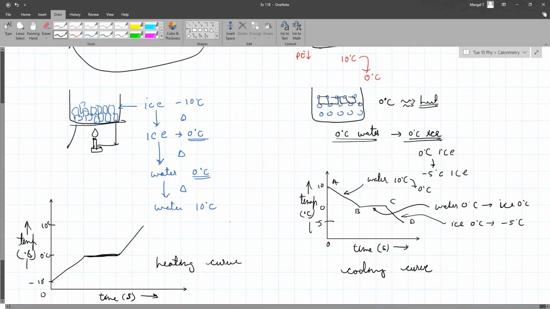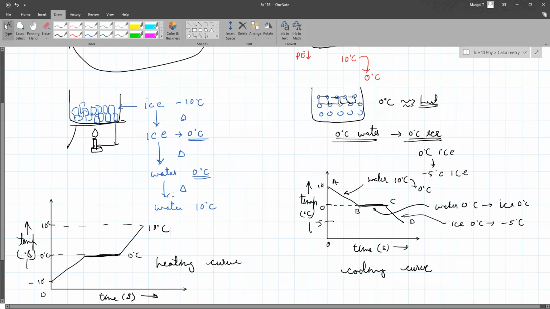They may ask you to draw it. They may ask you questions based on what is happening in BC. Okay, so you should be able to answer that in BC there is a change of state happening. Also, if you notice at BC, there is no change in temperature. How do you know that? It's a horizontal line. Whenever there is a line which is inclined, the temperature corresponding is going from 0°C to 10°C. Okay.